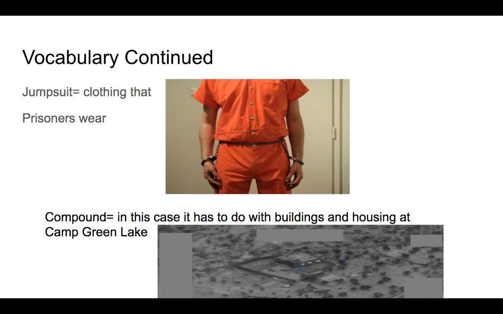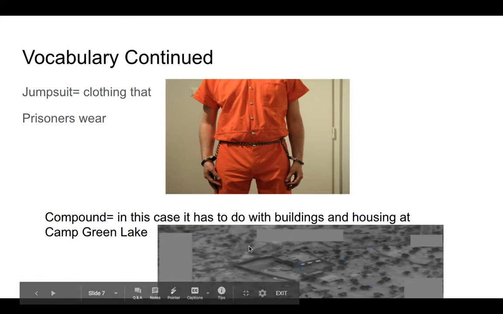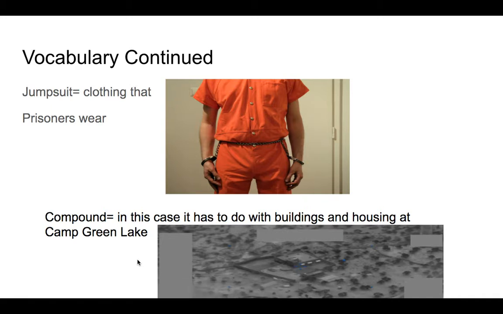And the last thing is compound. In this case, it has to do with buildings and housing at Camp Green Lake. It's just a series of buildings and houses that are together and they make up a compound where people live.